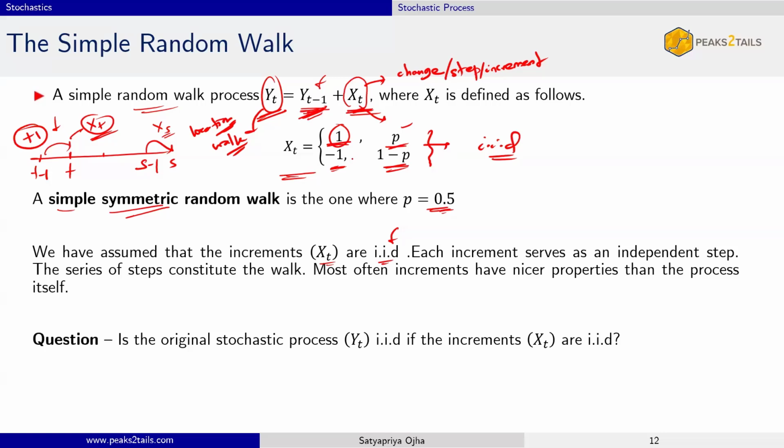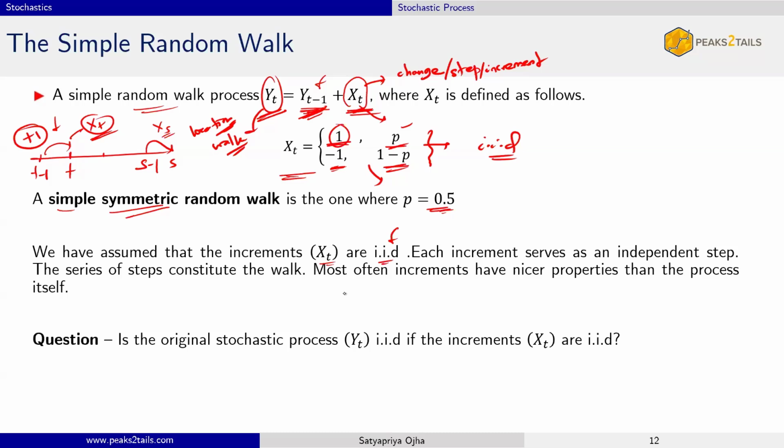Identical means the same distribution carries everywhere. Values, probabilities, that's the distribution. The same distribution remains constant throughout. That is why it is identically distributed. All the changes come from the same distribution, this distribution. It's independent because the increment at one particular point does not affect increments at other time instances. They're completely independent of each other. So this is IID.